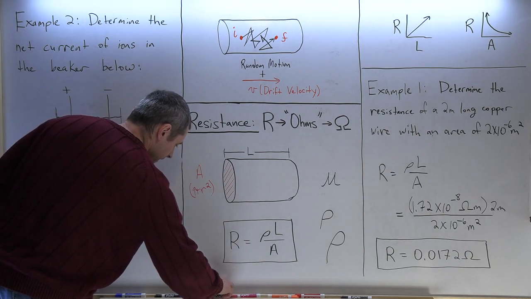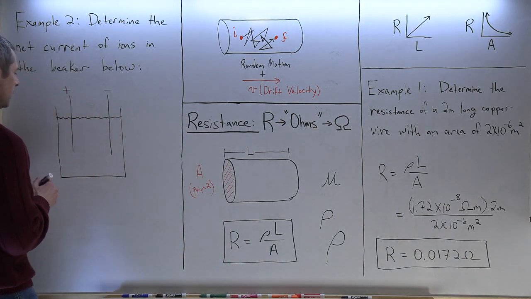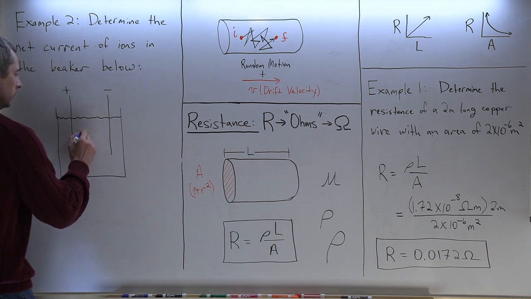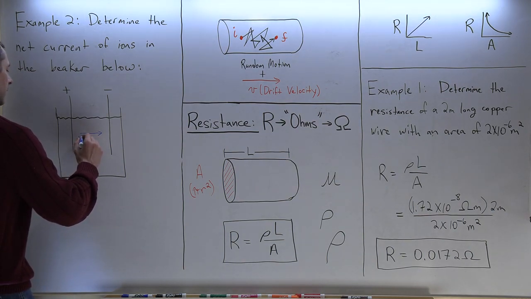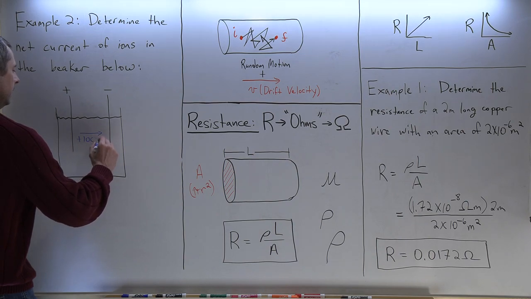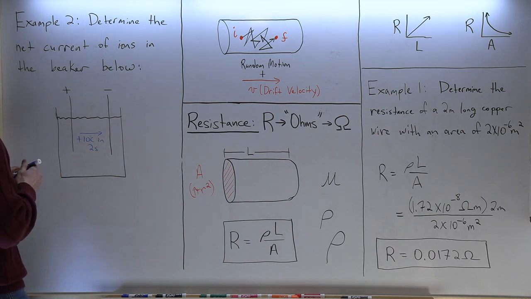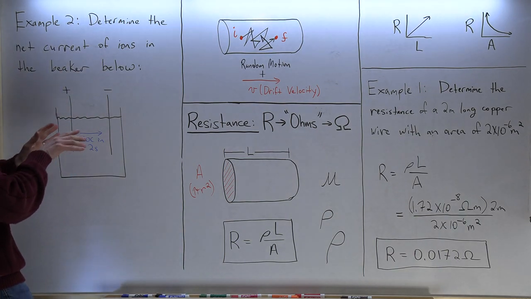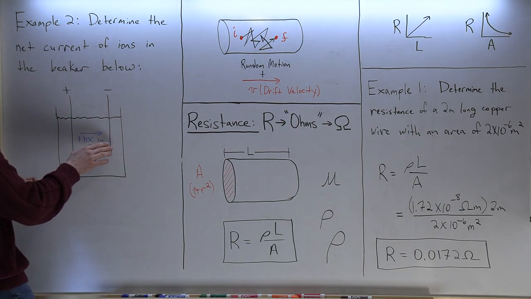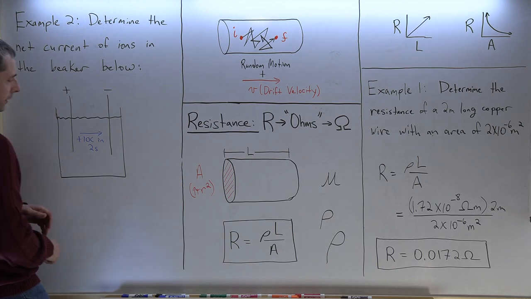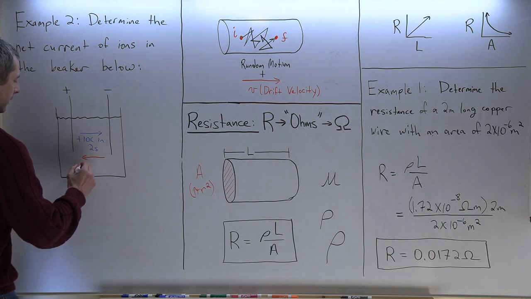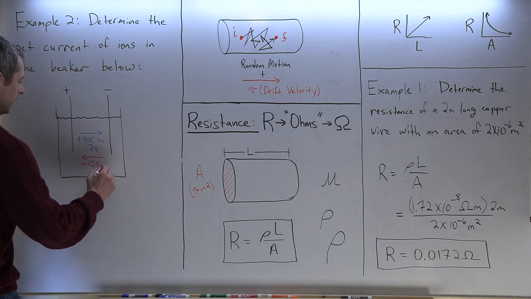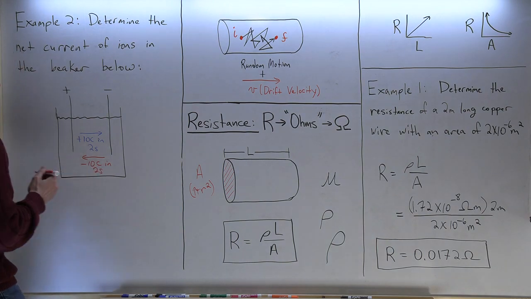So let's suppose we've got moving this way, we've got plus, let me make up a number, 10 coulombs in 2 seconds. Maybe those are like the sodiums migrating away from this positive wire and being attracted to this negative wire. And then going the other way, we have negative 10 coulombs in 2 seconds. Okay?